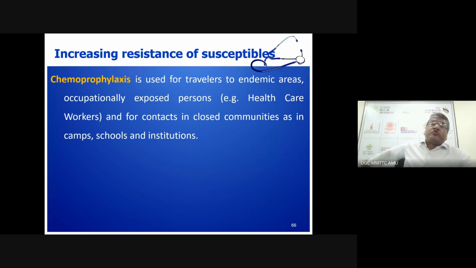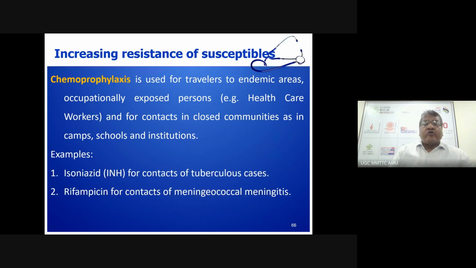Chemoprophylaxis is also used for travelers to endemic areas and occupationally exposed persons. Examples: INH for contacts of tuberculosis cases, rifampicin for contacts of meningococcal meningitis, chloroquine for travelers to malaria areas.